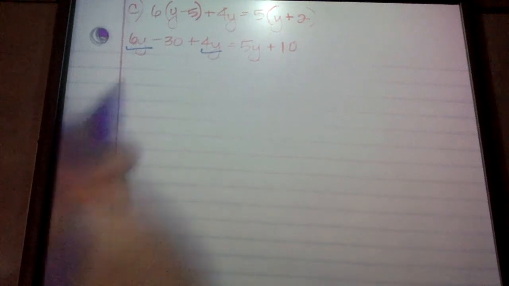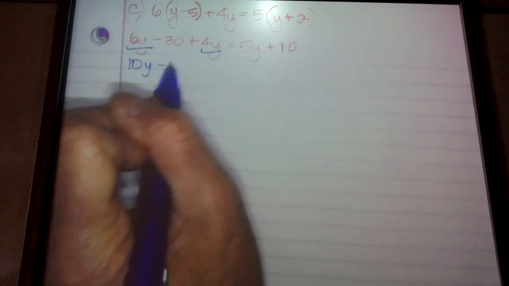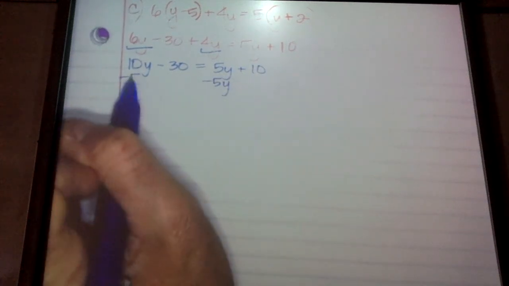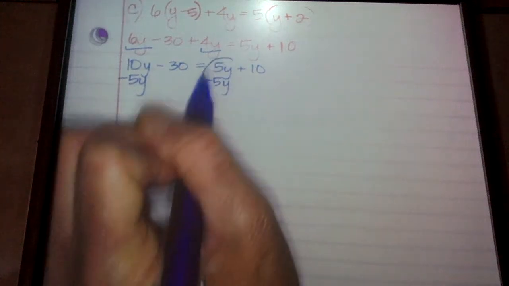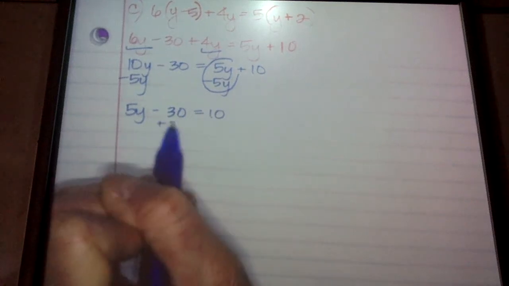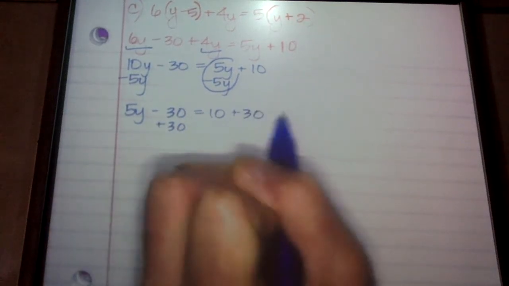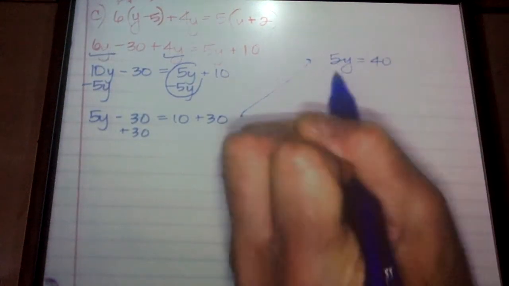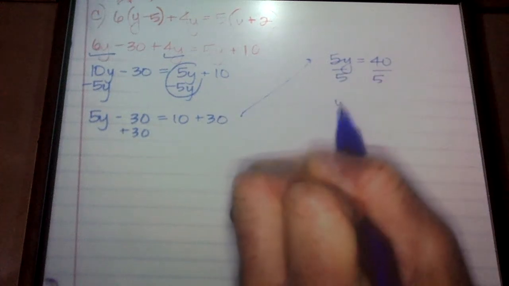I'm going to combine like terms. So 10y minus 30 equals 5y plus 10. So I'm going to subtract 5y. So this is gone. So I get 5y minus 30 equals 10. I'm going to add 30. And I'm going to save some paper. I'm going to write up here. So 5y equals 40. Divide by 5. And y equals 8.